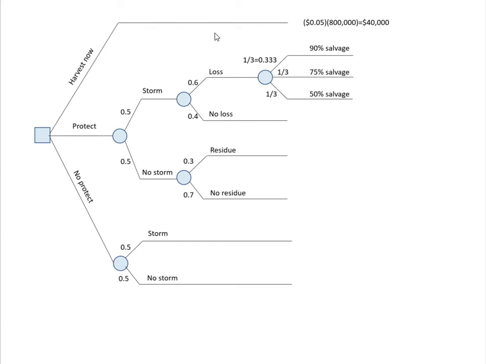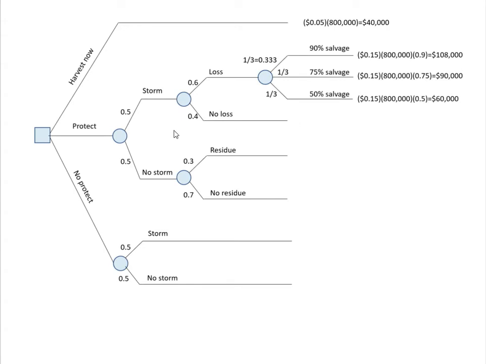Next case. He waits and protects. The storm hits. There's some loss. In the first case, he can keep 90% of his crops, and he can sell the crops at a higher profit margin of 0.15 per pound. So that means his profit is margin times 90% of all crops. Okay, comes out this number. Next case is similar. The only difference is instead of 0.9, it's 0.75 here. Next one is similar, except that this is 0.5 instead. Okay, so these are the profits.